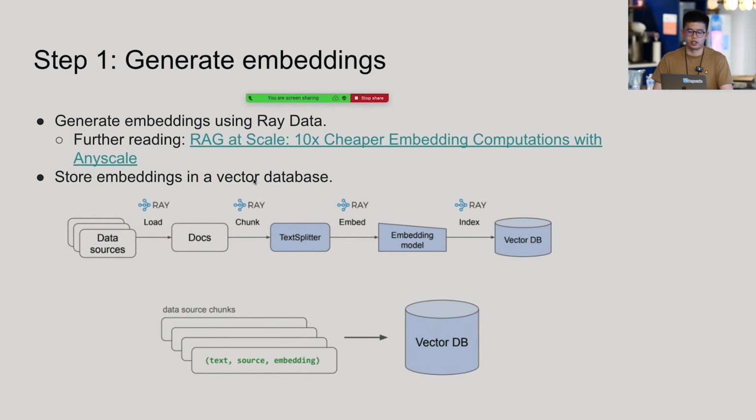So I will talk in more detail about this demo. The first step is that we generate the embedding using Ray Data. We also published a blog about how to generate 10x cheaper embeddings with Anyscale. I think it is very informative, and you are welcome to read it. In that, we use Ray Data to split the documents into multiple chunks, use the GPU to generate the embeddings, and store them in the vector database.